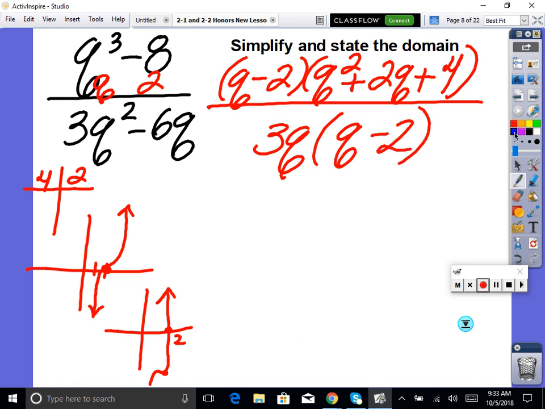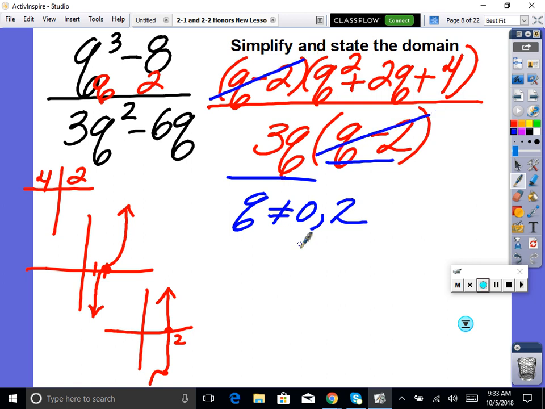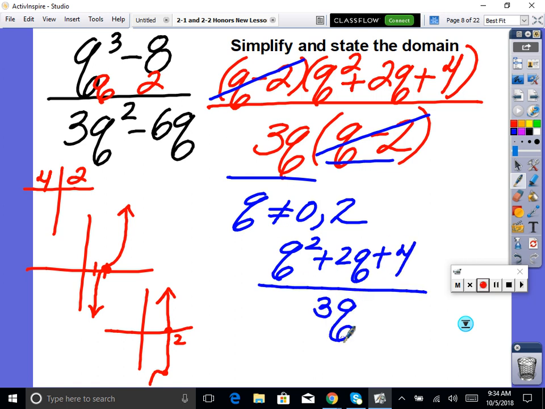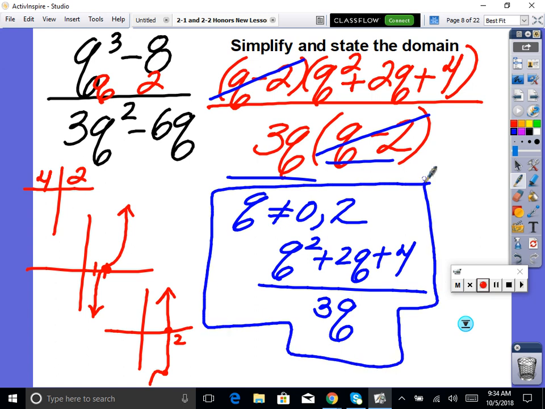Restrict first, then divide. So Q cannot equal? 0. Good. Or positive 2. Awesome. Now let's divide out exact factors: Q minus 2. Awesome. So then on top we have Q squared plus 2Q plus 4, and on bottom we have 3Q. That's what it simplifies to be as long as Q is not 0 or 2, because if it was, it would be undefined. So our domain is all real numbers except 0 and 2. Right, everyone? Okay.